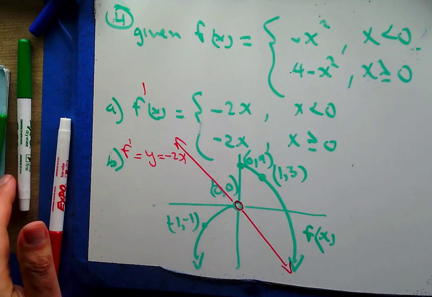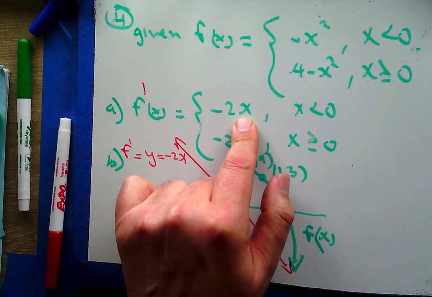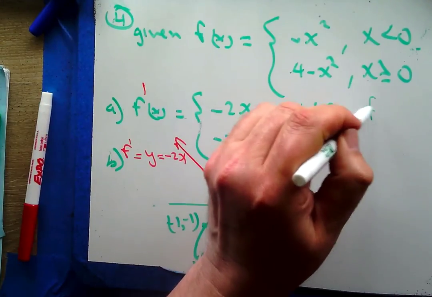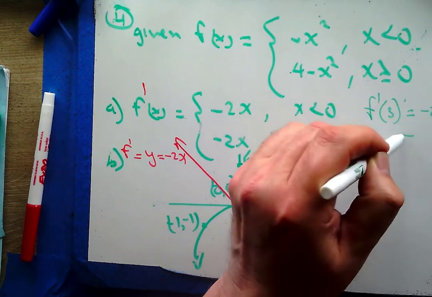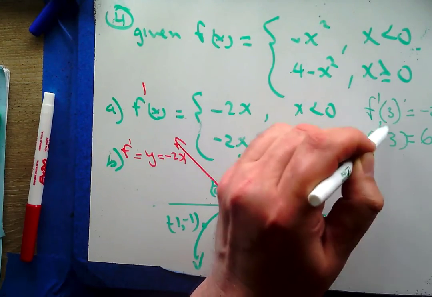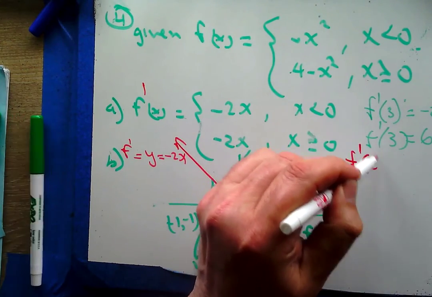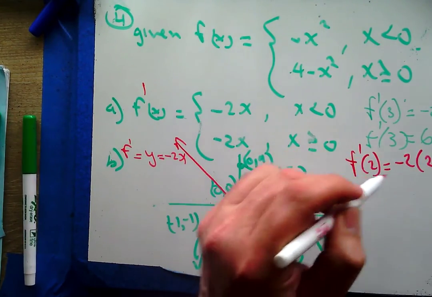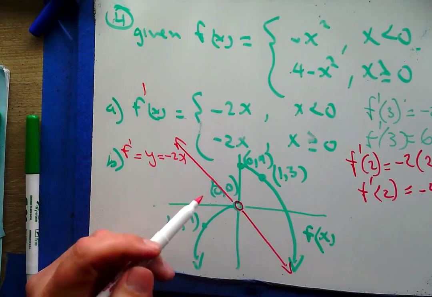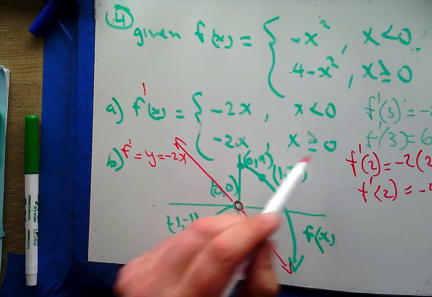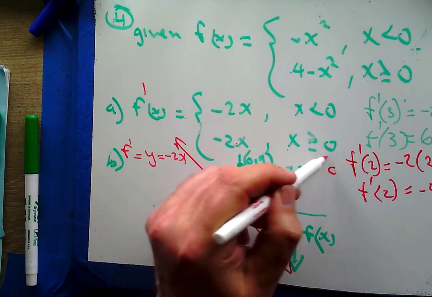Evaluate f prime of -3. Well, that's where -3 would live, and if I plug in the -3 here, I'm going to get f prime of -3 equals -2 times -3, or +6. Okay, what about f prime of 2? Well, f prime of 2 is going to be -2 times 2. So f prime of 2 will be equal to -4. Right? Because I'm plugging into this piece because 2 is greater than or equal to 0. Alright, that was part C.